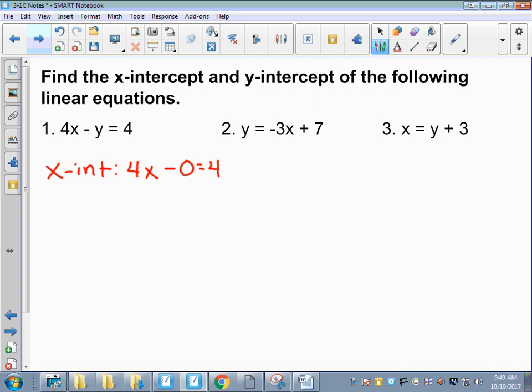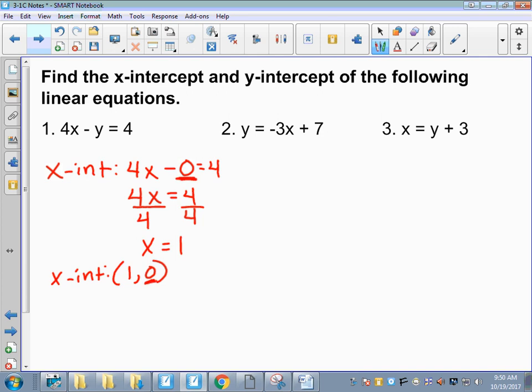What that does is it creates an equation just like we had in Chapter 2. I'm going to clean it up. 4x is equal to 4. Divide by 4, divide by 4, x is equal to 1. So my x-intercept is the ordered pair 1, 0. The 0 is because I replaced my y value with 0.